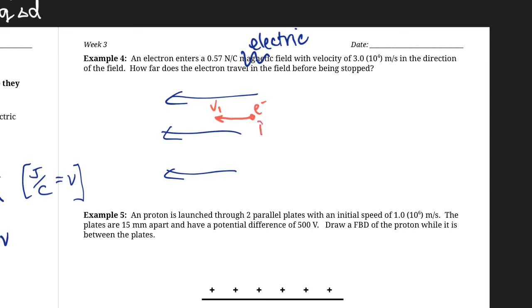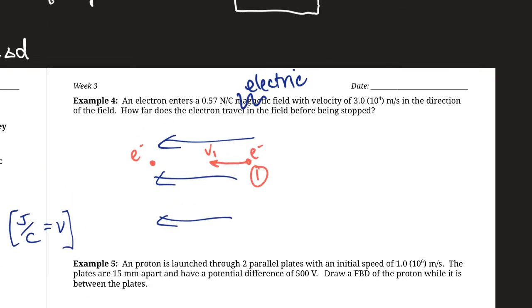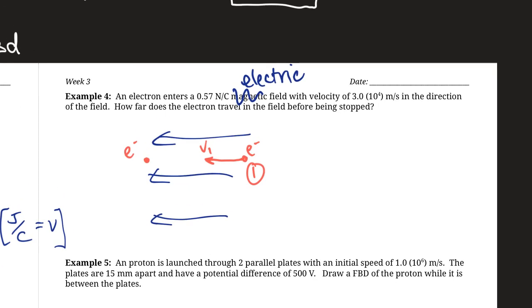We'll call this location 1. And then a little while later, it's going to be stopped. That same electron, it's going to slow down, because there's a force going in the opposite direction. In fact, if we drew a little free body diagram of that electron, I'm going to do this off to the side. The force is going to be pointing to the right, right? And we can figure out the magnitude of that force if we wanted to.